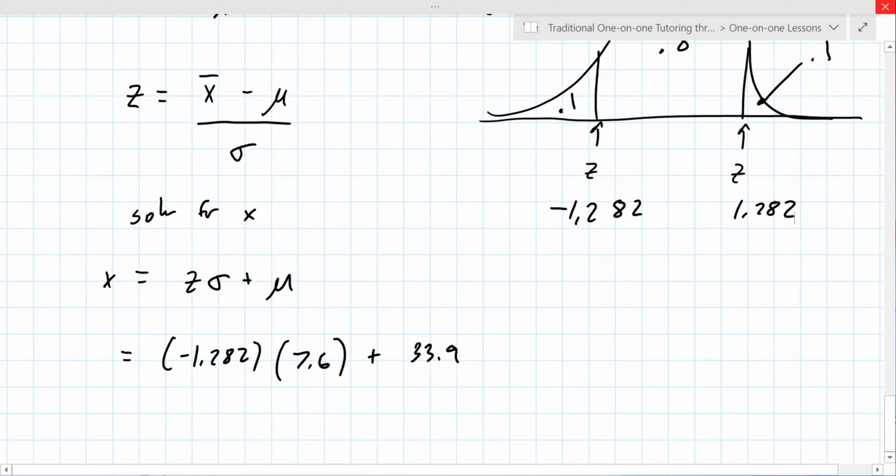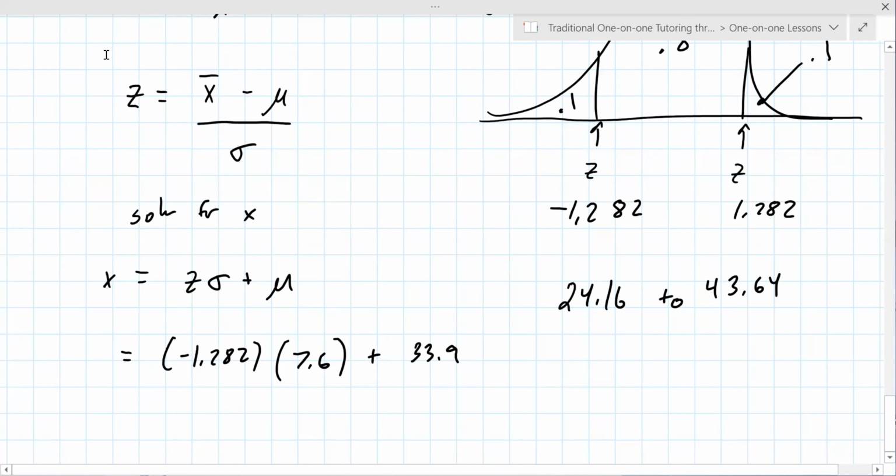So let me do that calculation and see what I come up with here. I got 24.168. So that looks like it's there. Once you get the lower bound, probably the upper bound is right, but you could always check it just to see. So that looks good. And then for the upper bound, it looks like it's 43.64.